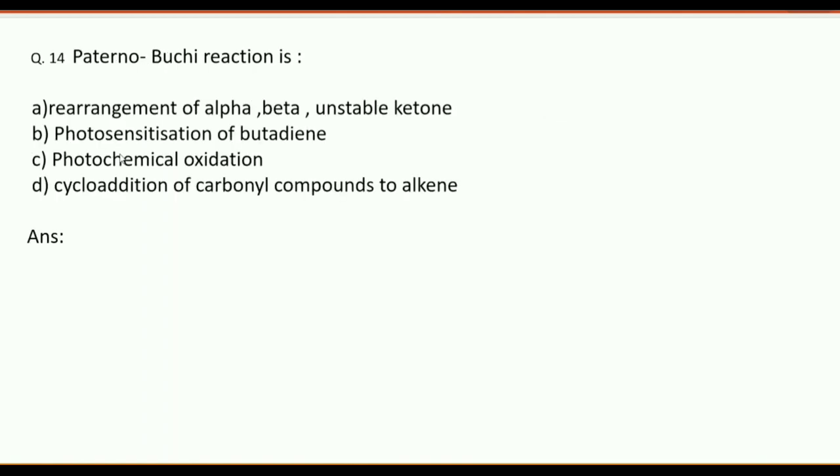Now 14th question: Paterno-Buchi reaction is rearrangement of alpha-beta unsaturated ketone, photosensitization of butadiene, photochemical oxidation, or cycloaddition of carbonyl compounds to alkene. I discussed the Paterno-Buchi reaction in a separate video, so you can check that out. So the answer is: Paterno-Buchi reaction is cycloaddition of carbonyl compounds to alkene. So we will get an alkene in the product.